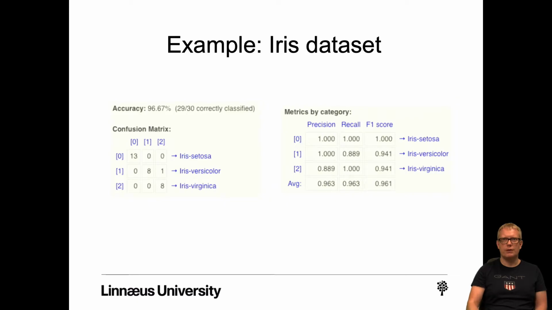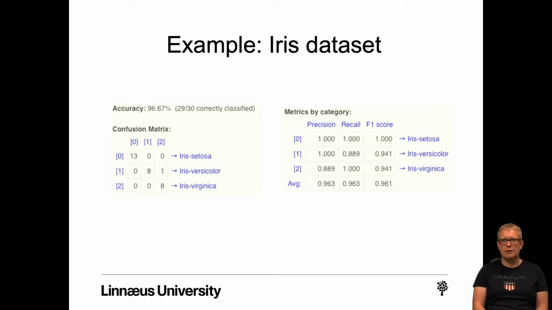Here is an example from the iris dataset, where we use 30 examples for testing and get an accuracy of 96.67%, with only one misclassification. In the top row, iris setosa, we have 13 examples, all of them correctly classified. In the second row, iris versicolor, 8 examples were correctly classified as iris versicolor, but 1 example was incorrectly classified as iris virginica. In the third and last row, 8 examples were correctly classified as iris virginica, with no misclassifications.